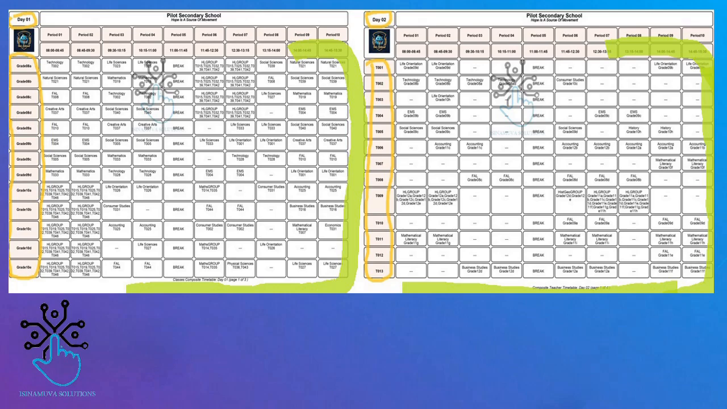Whereas the composite class timetable is a big-picture dashboard of entire school teaching operations viewed from the perspective of all student classes across the school, the composite teacher timetable is a big-picture dashboard of entire school operations viewed from the perspective of all teachers across the school. The composite teacher timetable is also not issued to individual teachers. It is for school management purposes and is usually posted on the school notice board.